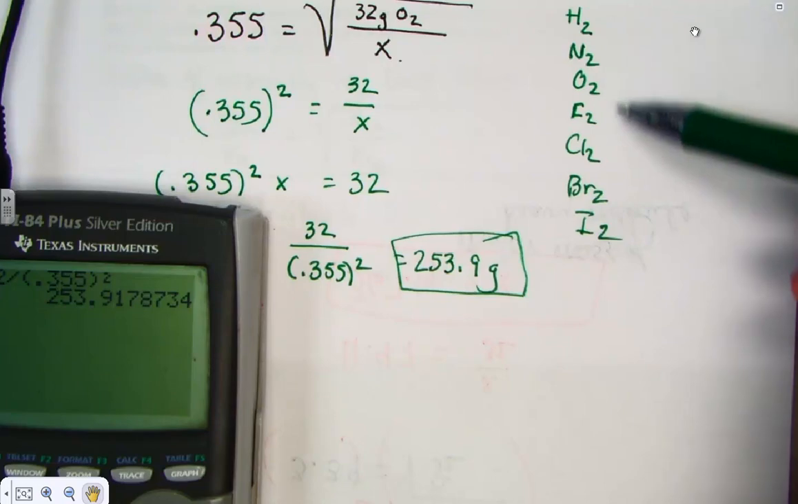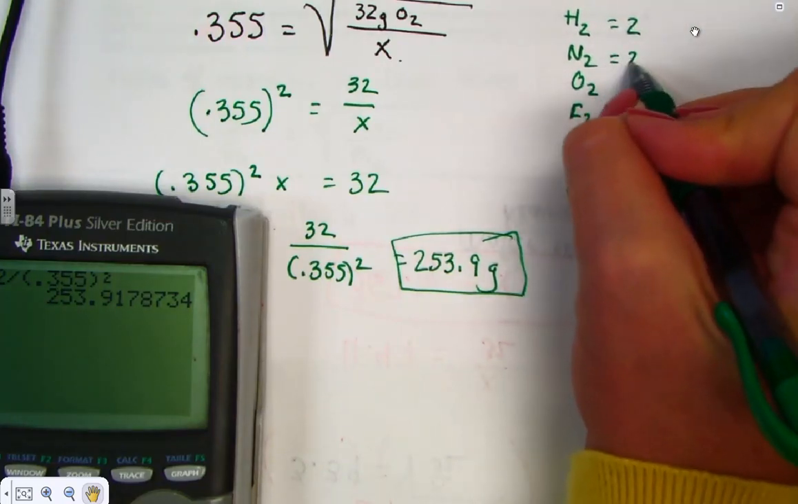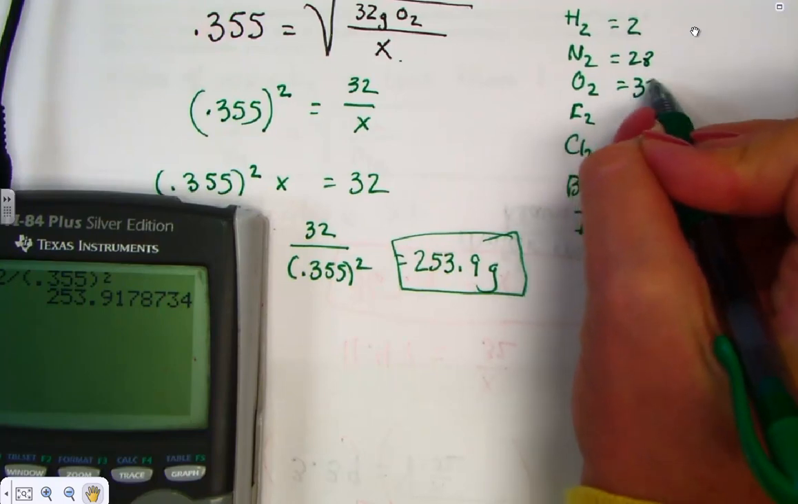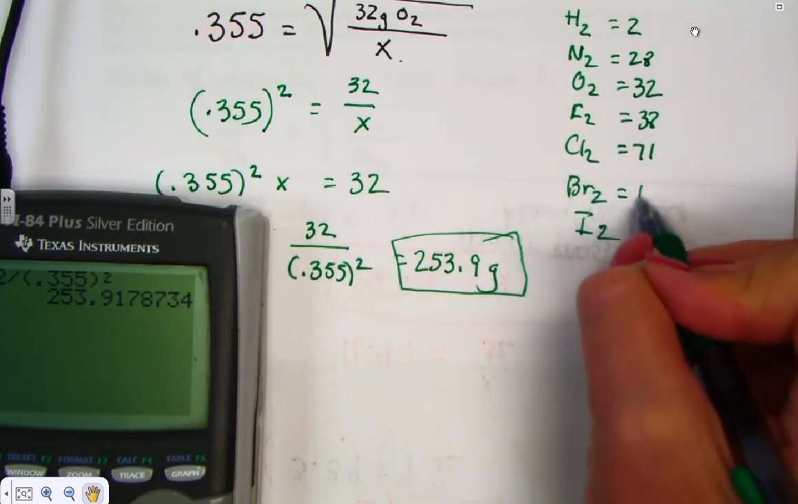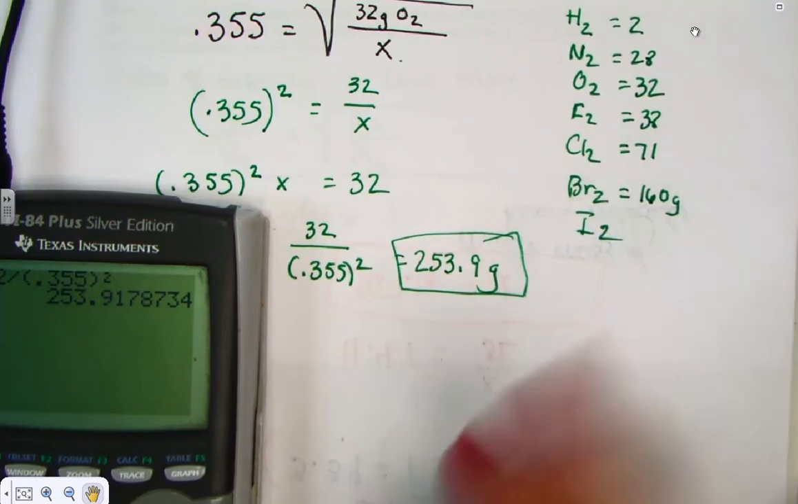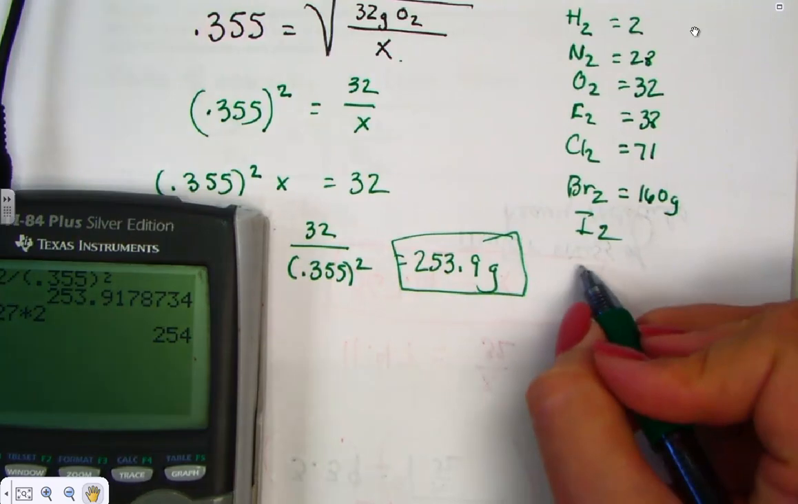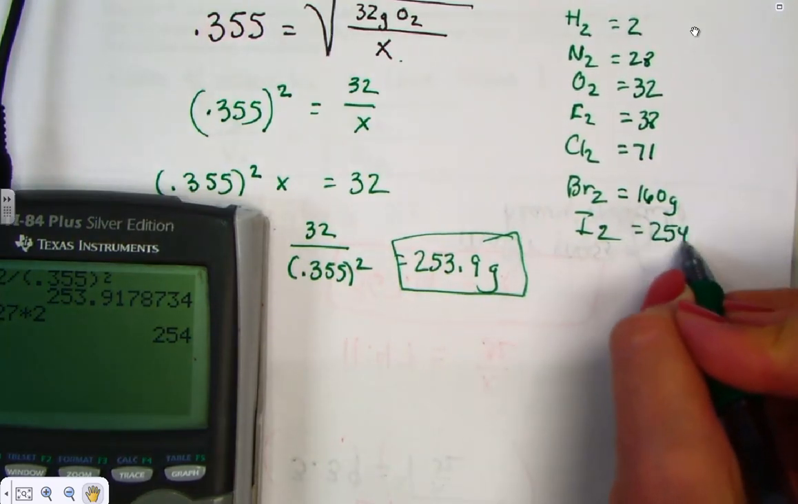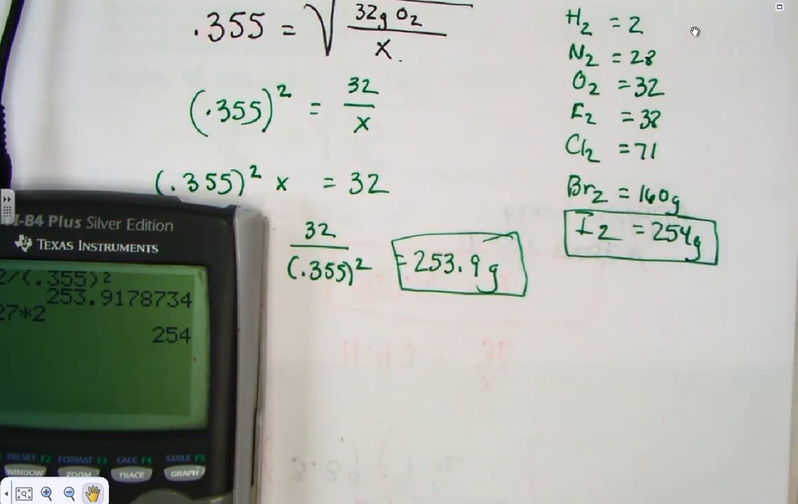So now who's going to match? Well, obviously hydrogen is 2, 28, 32, 38, 71, 160. How about iodine? 127 is its molar mass. A couple of times over, and there it is. That's 254 grams. That's the identity of our unknown gas.